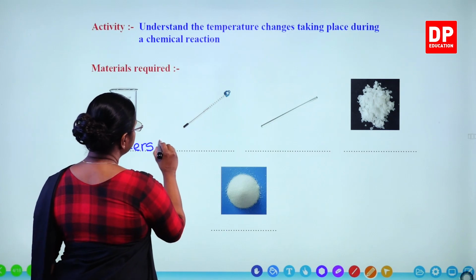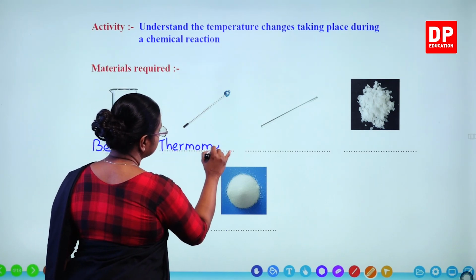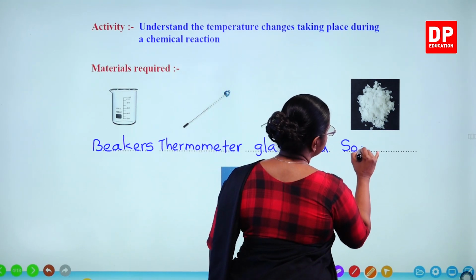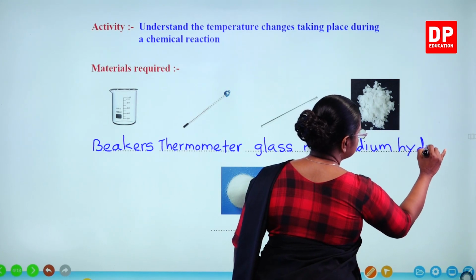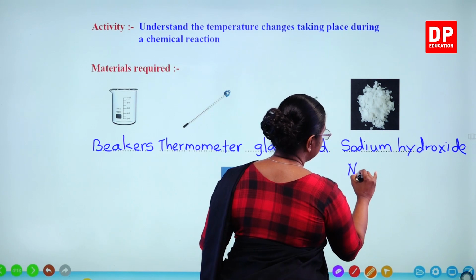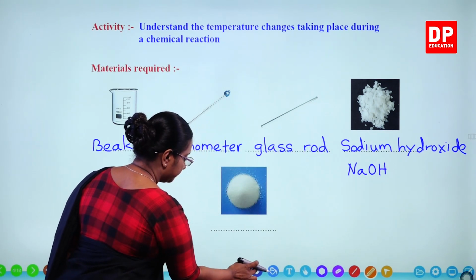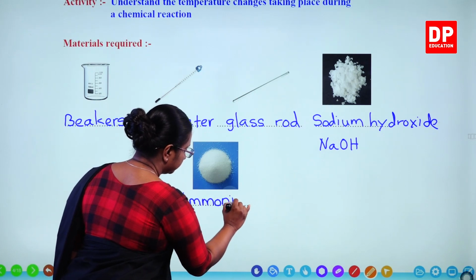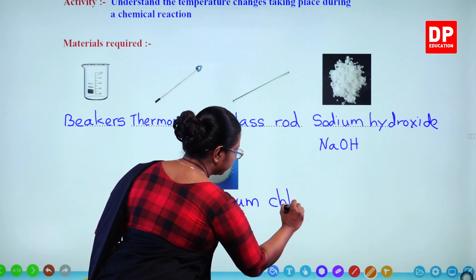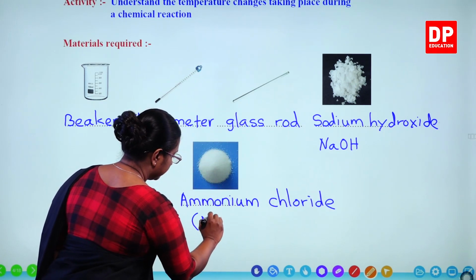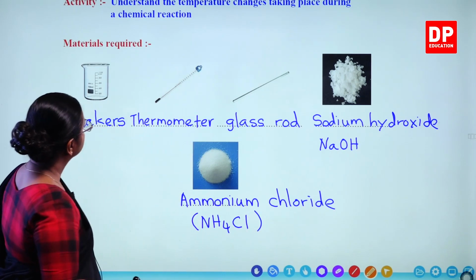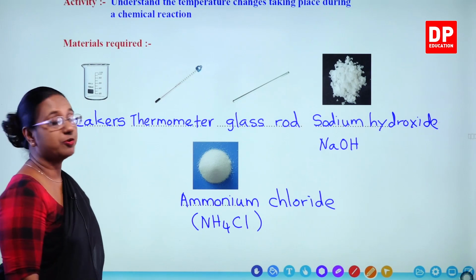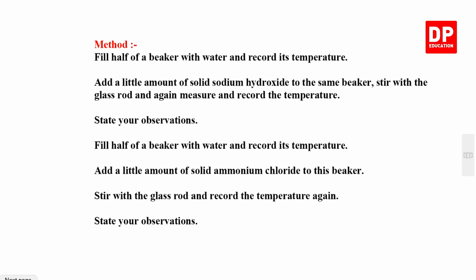And here we need a thermometer, a glass rod, and we need sodium hydroxide, that is NaOH, and we need ammonium chloride, that is NH4Cl. So these are the materials that we need. We need beakers, thermometer, glass rod, sodium hydroxide and ammonium chloride solid. And this is a simple activity. I'll go through the method.